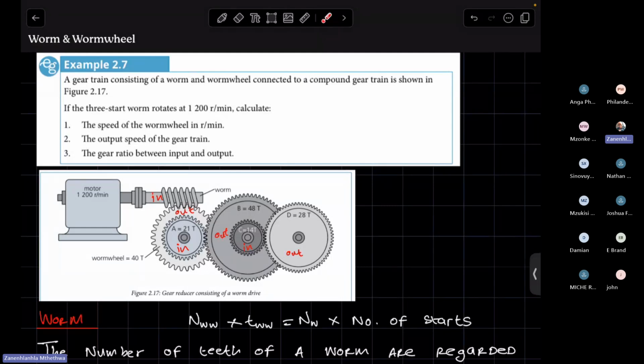So for the entire gear system, that's your input shaft, and this here is your output shaft. If you're asked to calculate the output shaft of the gear train, essentially they'll be asking you to calculate the rotational frequency of gear D, seeing that it's gear D that is fitted with the output shaft. Are we clear?